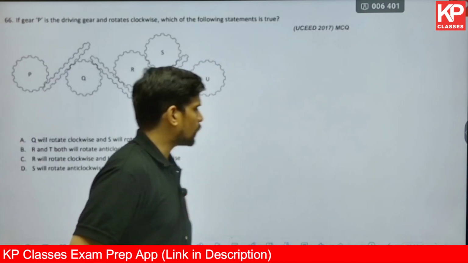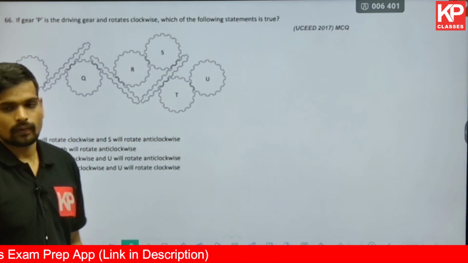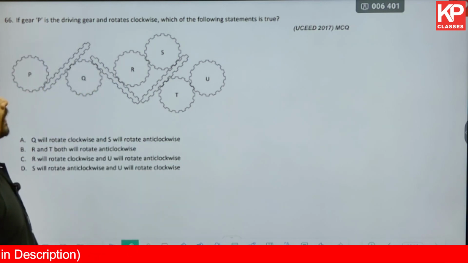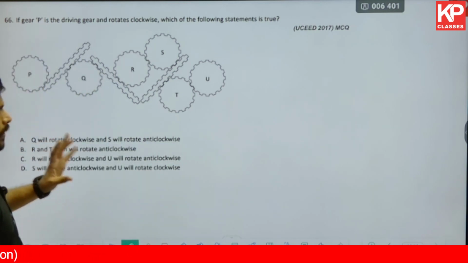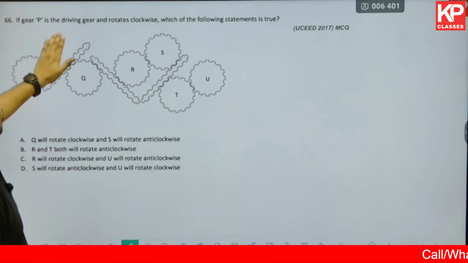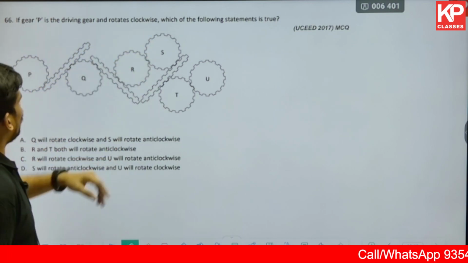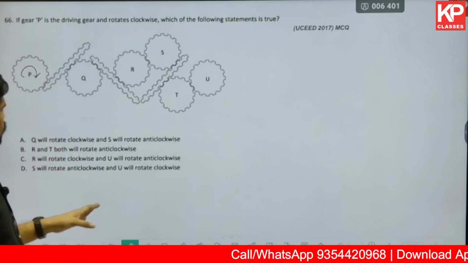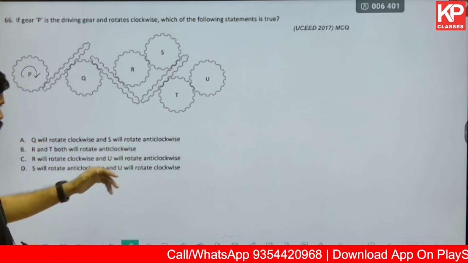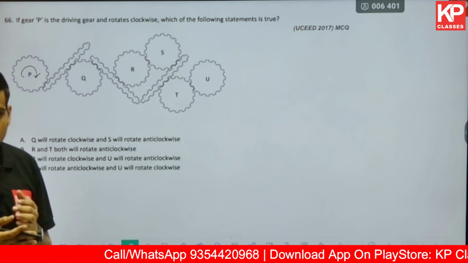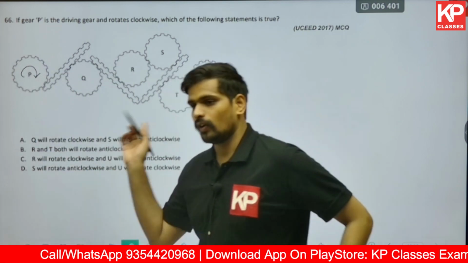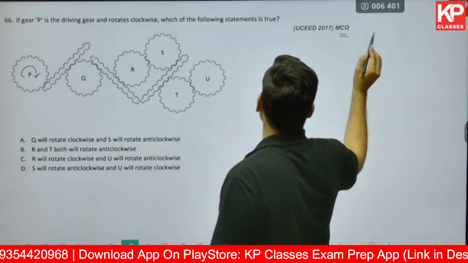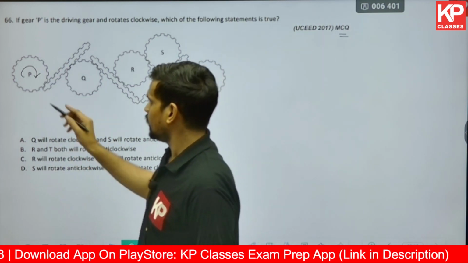The next one, this would be the last question of this topic. This is a UCEED 2017 question, MCQ 1. Similar concept again. If gear P is the driving gear and rotates clockwise, which of the following statements is true? Q rotates clockwise, S rotates anti-clockwise. So basically there are questions where they're asking the type of rotation of all the gears. So let me mark them and see which options are correct. This is a multiple choice question, only one statement will be correct.